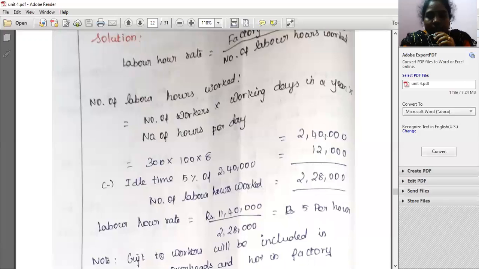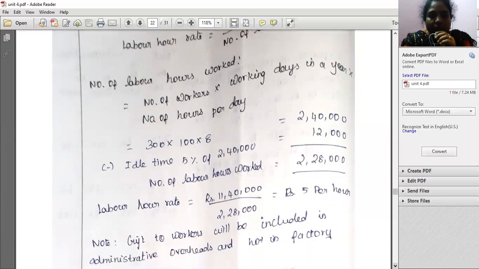Next is the idle time. Idle time is 5 percent, and it has to be deducted from the total value. 2,40,000 into 5 by 100 gives 12,000. This is deducted from the 2,40,000. The net number of labor hours worked is 2,28,000.